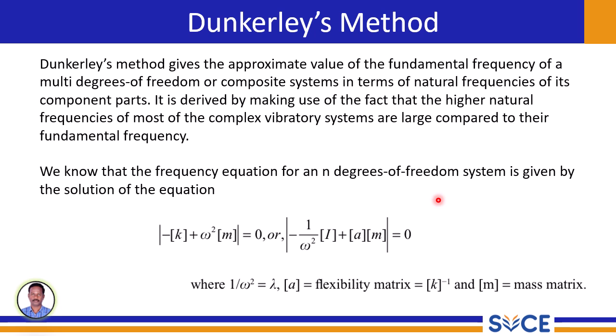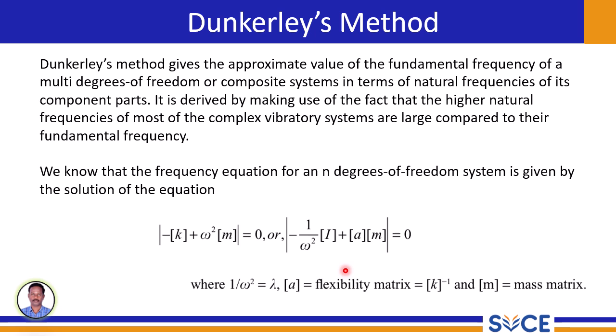Let's see the terms here. K represents the stiffness matrix of the system, which describes the resistance offered by the system towards deformation. M is the mass matrix indicating mass distribution within the system, where omega is the natural frequency we are trying to find and I is the identity matrix.